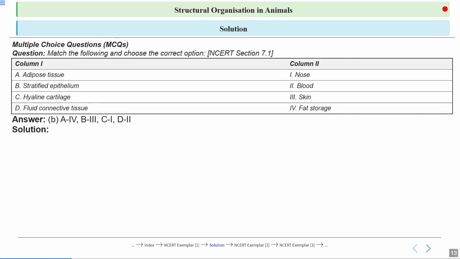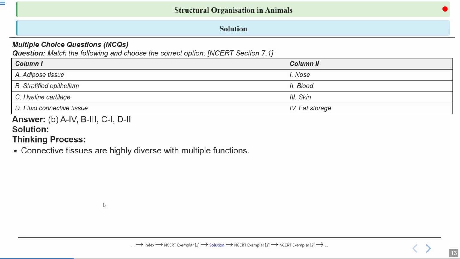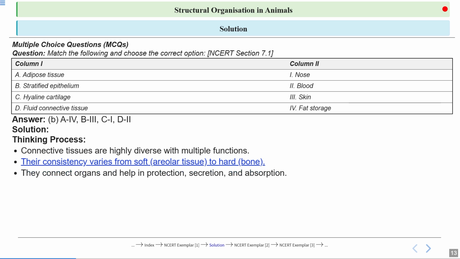The correct answer is option B. Yes, option B is correct. Let us see the explanation part. Connective tissues are highly diverse with multiple functions, and their consistency varies from soft areolar tissue to the hard bone. There are some soft types like areolar tissue and there are some hard ones like bones also. They connect organs and help in protection, secretion and absorption, right? So these connective tissues help in the process of protection, secretion and absorption.